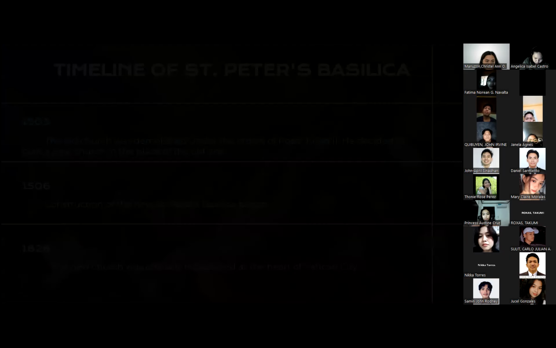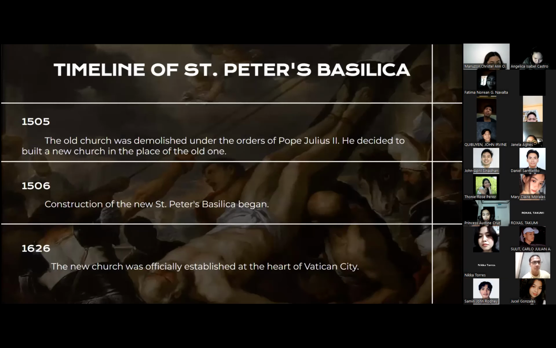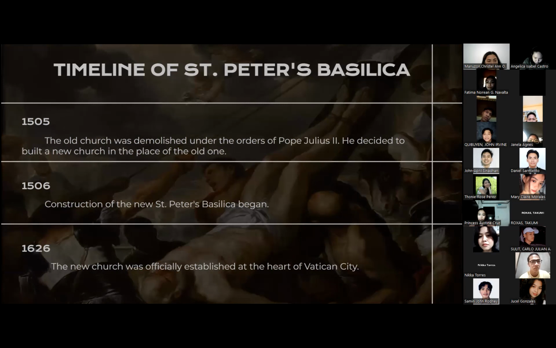Next slide. 1505, the old church was demolished under the orders of Pope Julius II. He decided to build a new church in the place of the old one. 1506, construction of the new St. Peter's Basilica began. Lastly, 1626, the new church was officially established at the heart of Vatican City. Next slide.